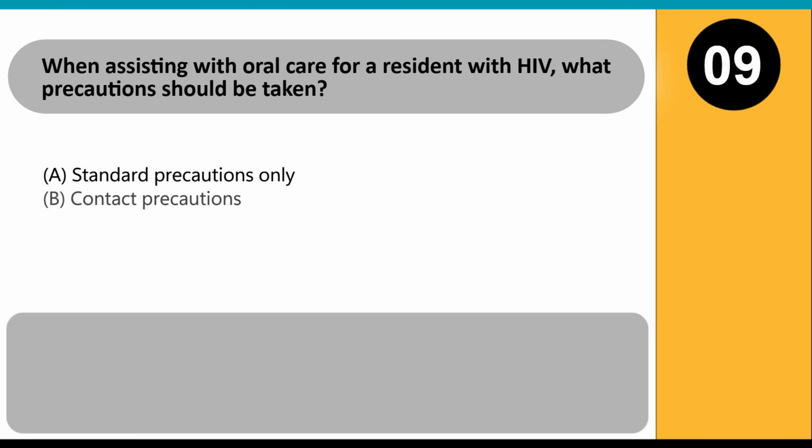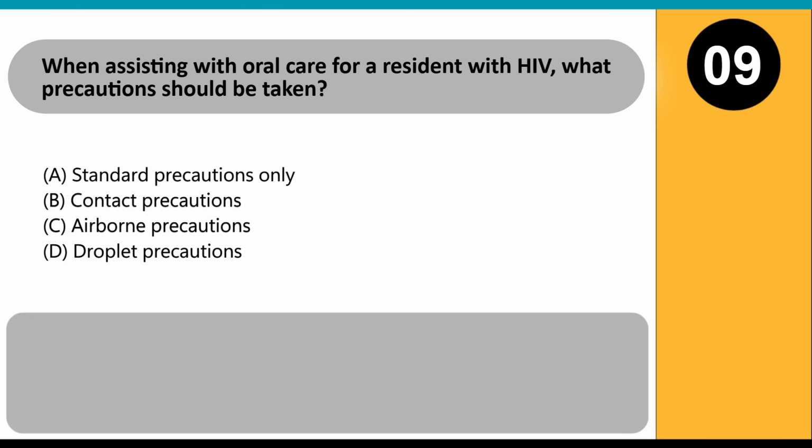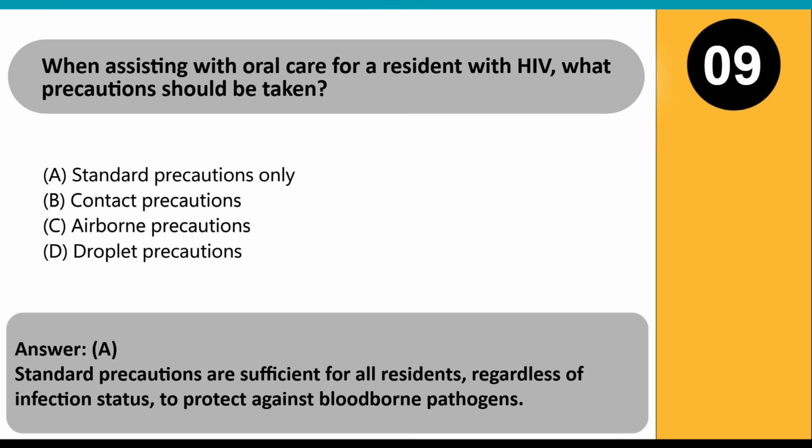When assisting with oral care for a resident with HIV, what precautions should be taken? A. Standard precautions only. B. Contact precautions. C. Airborne precautions. D. Droplet precautions. Answer: A. Standard precautions are sufficient for all residents, regardless of infection status, to protect against blood-borne pathogens.